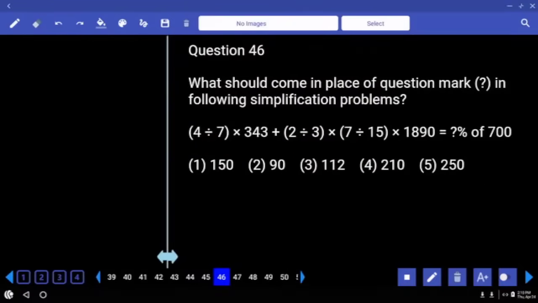Are you okay? This is one term. This entire number is another term. Agreed or not? 4 by 7 into 7 cube.